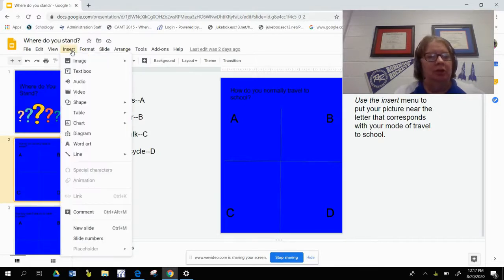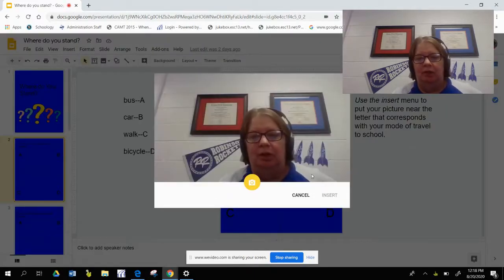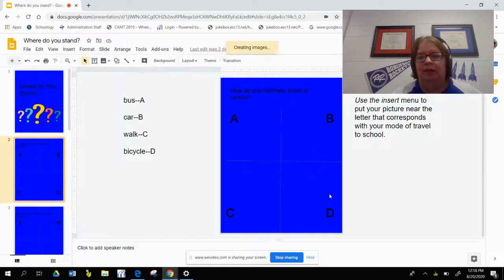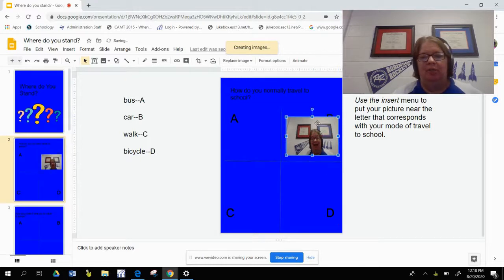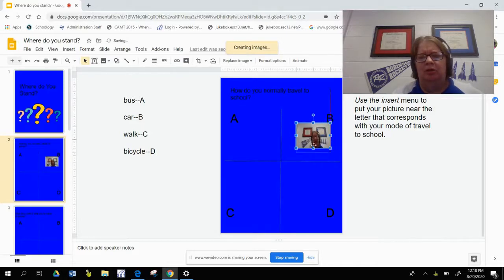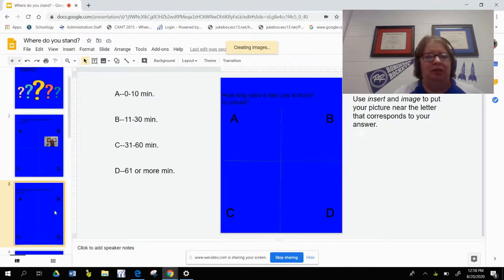So you're going to do insert, and image, and camera. Now I don't know if mine will do that because I'm using the camera to record video. There we go. Take your picture, smile, and then insert. And I get to school by car, so I'm going to put it by B. Now you can resize it. You've made a copy of this presentation, so yours should be the only picture there. And then I'll try to put them all together. Okay, so you're just going to put your image there by B. And then you're going to move on to the next question.